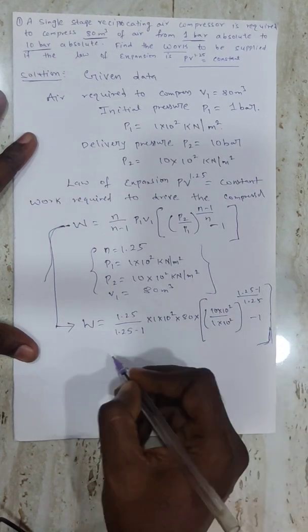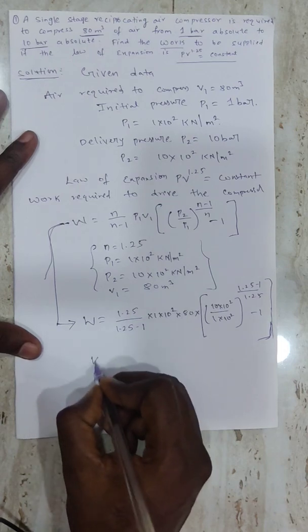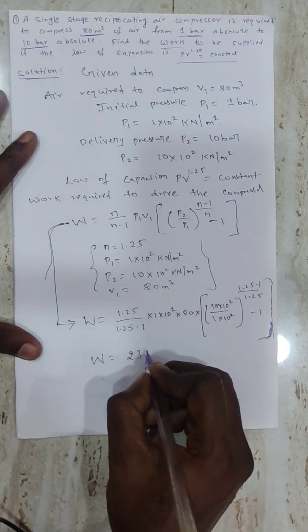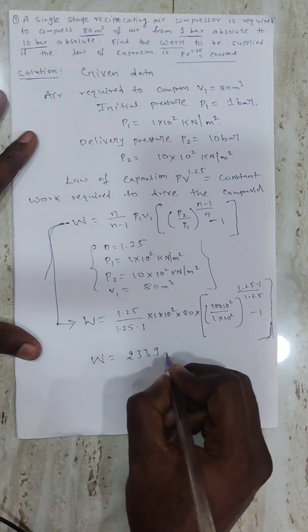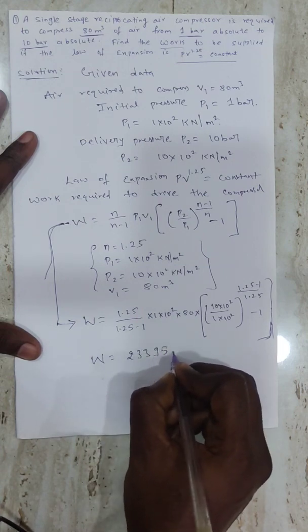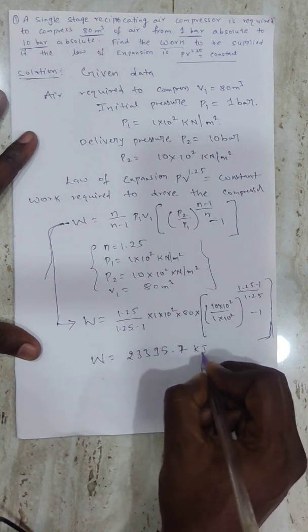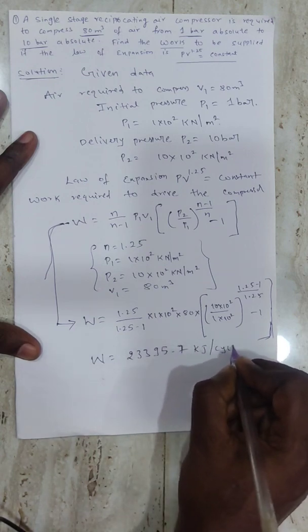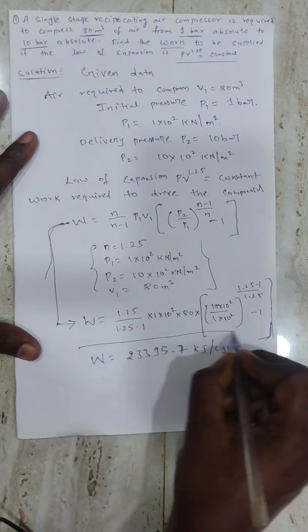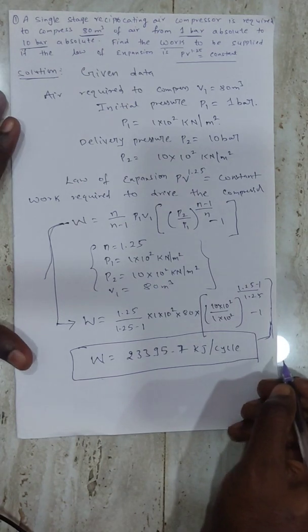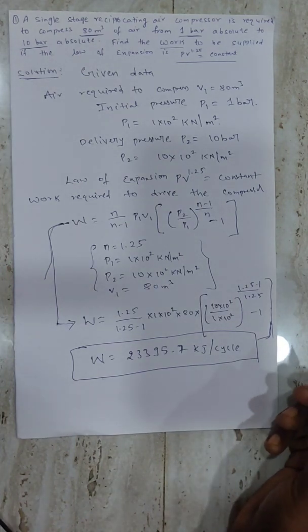Okay, after solving this equation we will get W is equal to 2339.77 kilojoule per cycle. Okay, this is the work done, the work done to drive the compressor.